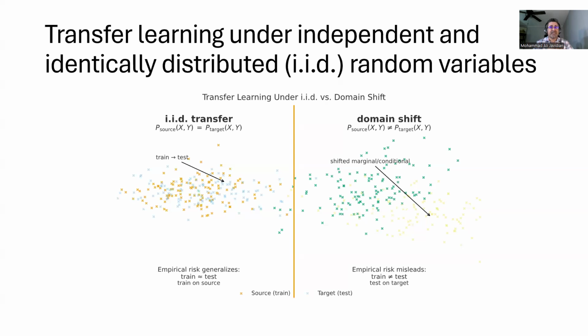Please look at the figure. In the left panel, source and target share the same probability distribution. So train on source and test on target works. On the other hand, in the right panel, the target has shifted. So the decision rule learned on the source no longer matches the target and performance drops. In short, plain transfer works in stable regimes, but fails under shift. So the question is, why does domain shift matter in practice?